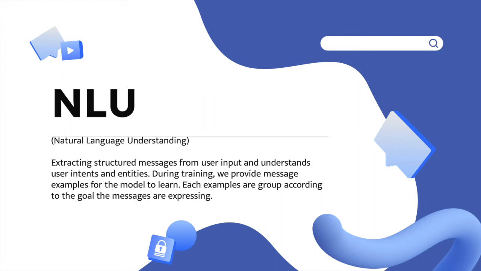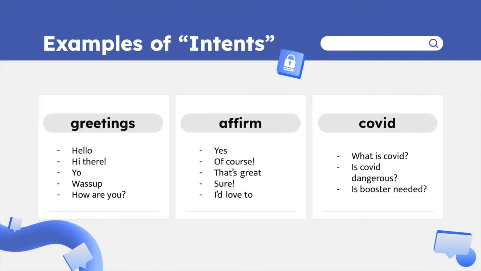The very important part of our chatbot is the natural language understanding. As we said before, we try to understand what the user is trying to say. How we do this is we train the model with message examples, and these message examples are grouped according to the goal or intent. An example is greetings, where we put data such as hello, hi there, yo, what's up, or how are you. The same goes for the affirm intent, which would be something like yes or of course. For something related to COVID, the example messages would be: what is COVID, is COVID dangerous, or is it needed?